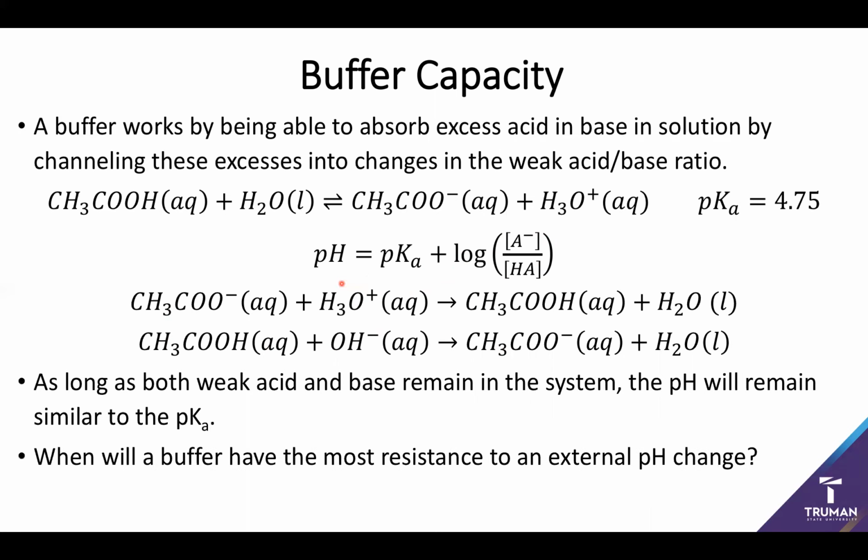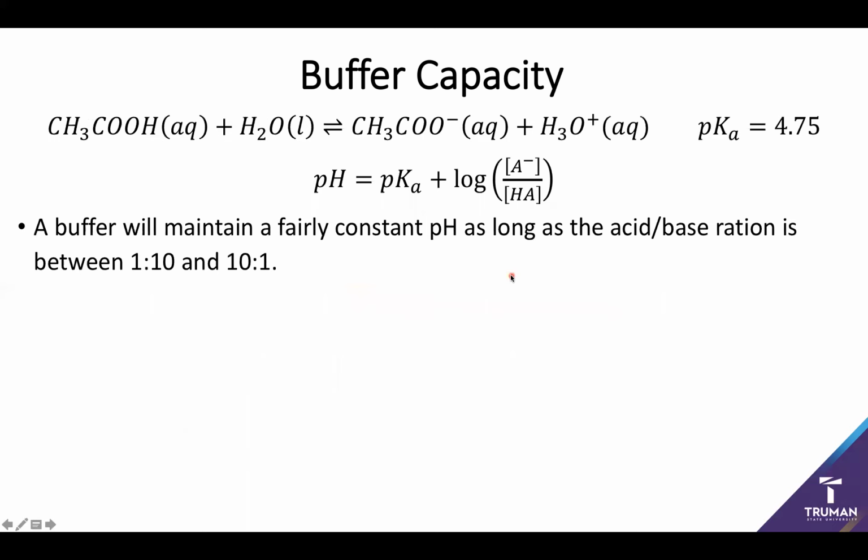Now, the question is, when will a buffer have the most resistance to an external pH change? Well, it's going to be when this log term is fairly small. This is typically considered to occur when that ratio of acid to base is somewhere between 1 to 10 and 10 to 1. The reason we tend to use these numbers is that logs go on powers. So if I have a 10 to 1 concentration, this will be a log of 10, or plus 1. If I have 1 to 10, this would be 0.1, or a log of 0.1, or minus 1. So this will keep the pH somewhere within plus or minus 1.